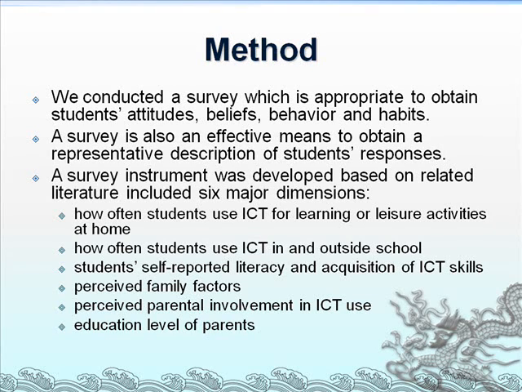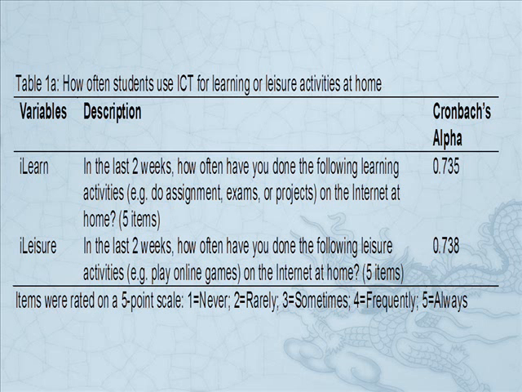A survey instrument was developed based on related literature, including 6 major dimensions. The first dimension is about how often students use ICT for learning or leisure activities at home. There are 2 variables. The first one is on learning activities, and the second one is on leisure activities.